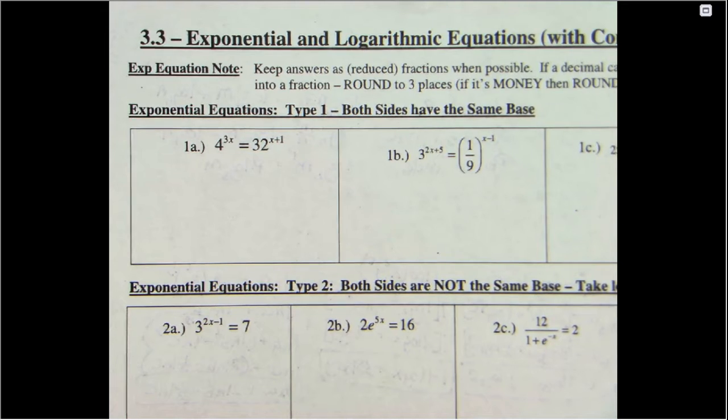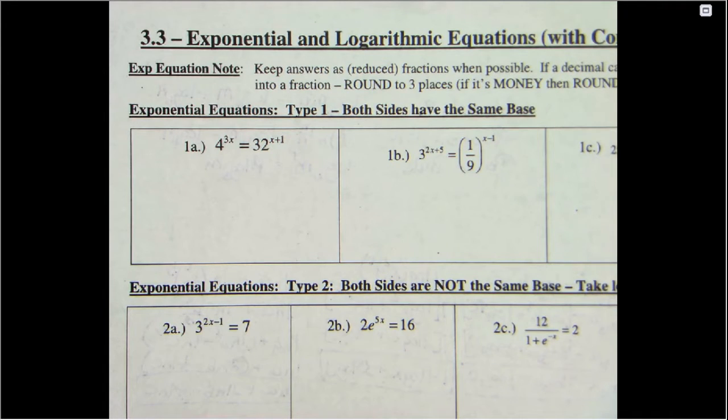So the first type of exponential equation that we want to look at is when both sides can be turned into the same base. When dealing with these, if the bases are equal to each other, you just set their exponents equal to each other. That's pretty much how this works. So the first one, we have 4 to the 3x and 32 to the x plus 1. What base can they both be written as?